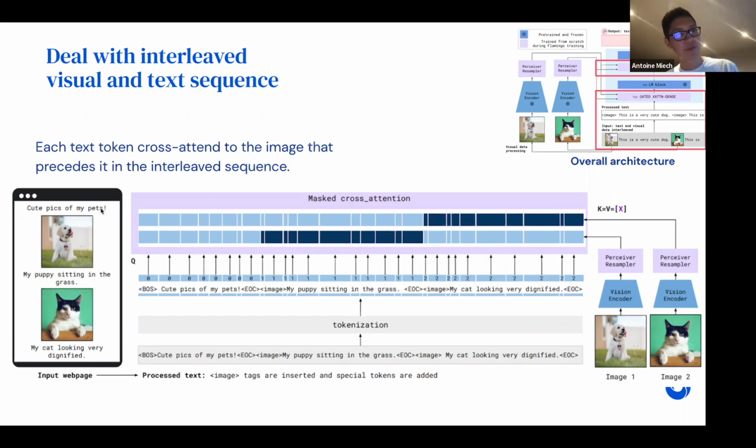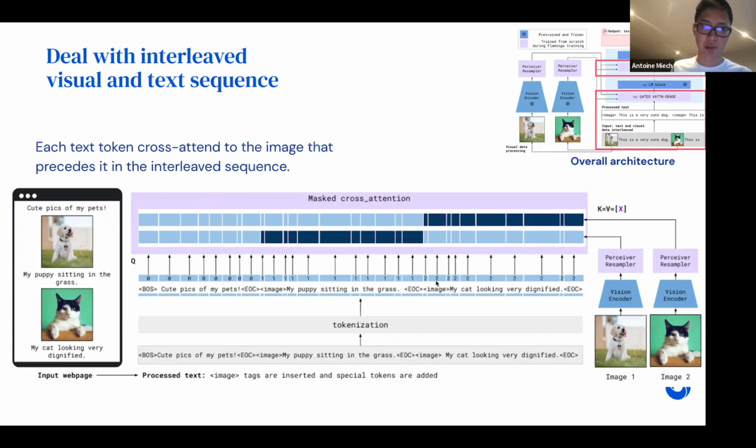Let's say that we start with this sequence of text and image. As I mentioned, we process that data such that whenever we have an image, we replace it with a placeholder, here an image marker, and we tokenize the text to get a bunch of tokens. These are the things that go into the self attention and cross attention as queries. On the right hand side you have the different images from this sequence that are processed first by the vision encoder and then the perceiver sampler.